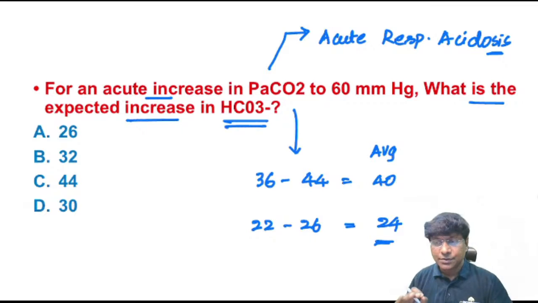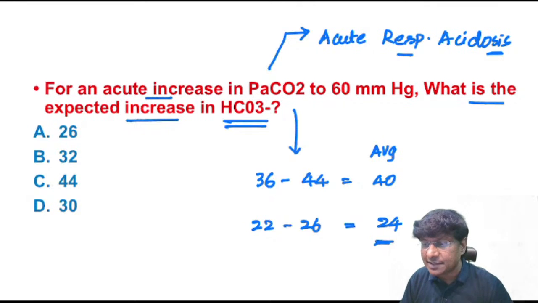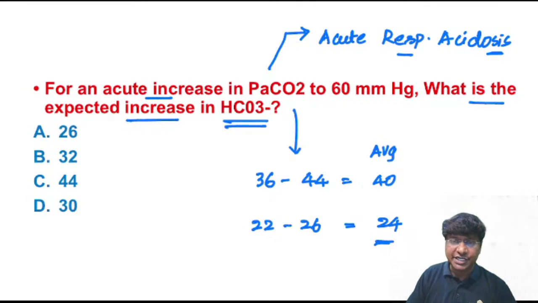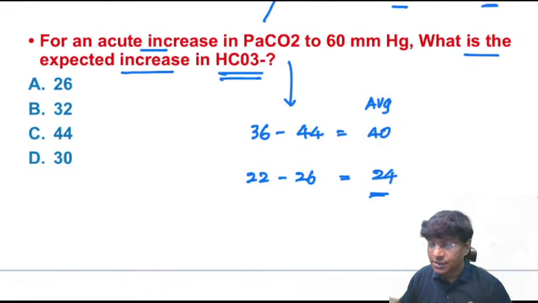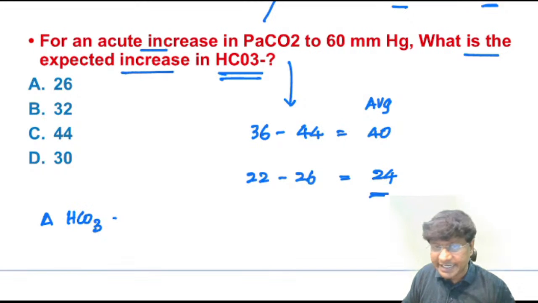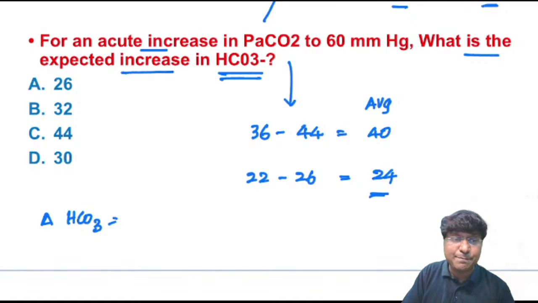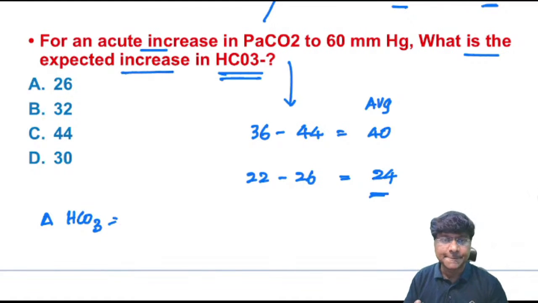Now, when there is acute respiratory acidosis, there should be an acute change in your bicarbonate also. What will be that acute change in bicarbonate? What is the formula for the expected increase in your bicarbonate for acute respiratory acidosis?